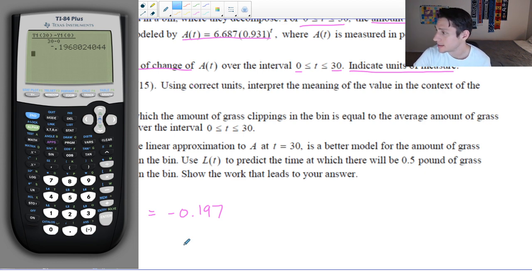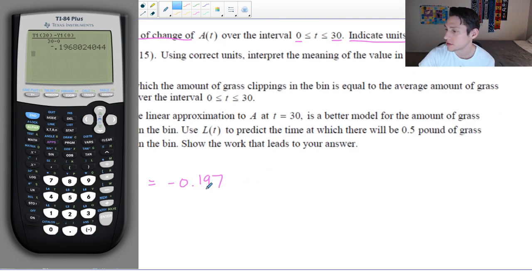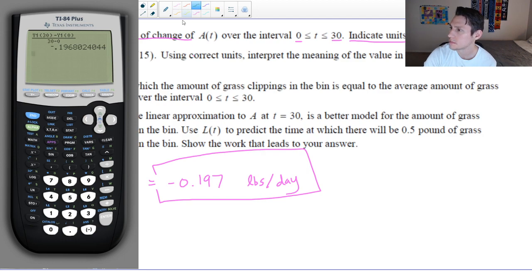Okay. And then indicate units of measure. So what the heck is this we're talking about? Well, as it tells me, A of t is measured in pounds, right? Pounds of grass clippings. And t is measured in days. So the average rate of change is negative 0.197 pounds per day. Voila.